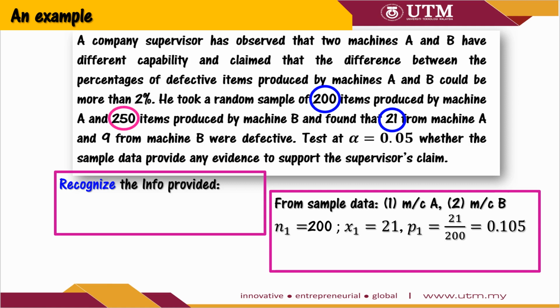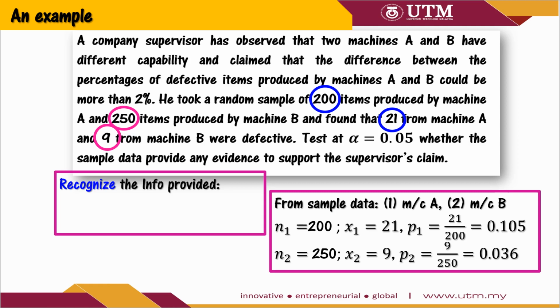The number of defective items produced is 9, so in notations we have n2, x2, and hence p2, which is the sample proportion of defective items from machine B, given by x2 over n2, which is 0.036.